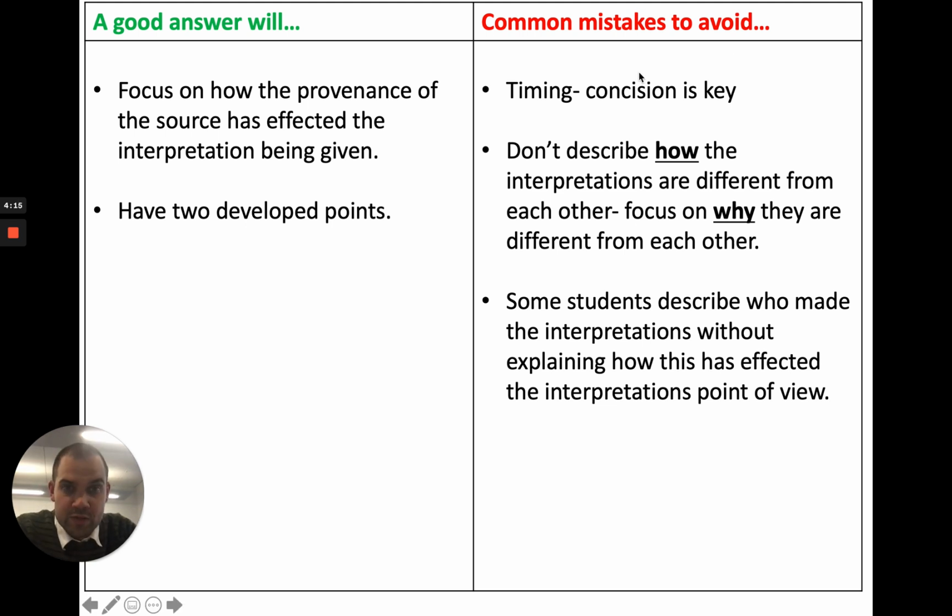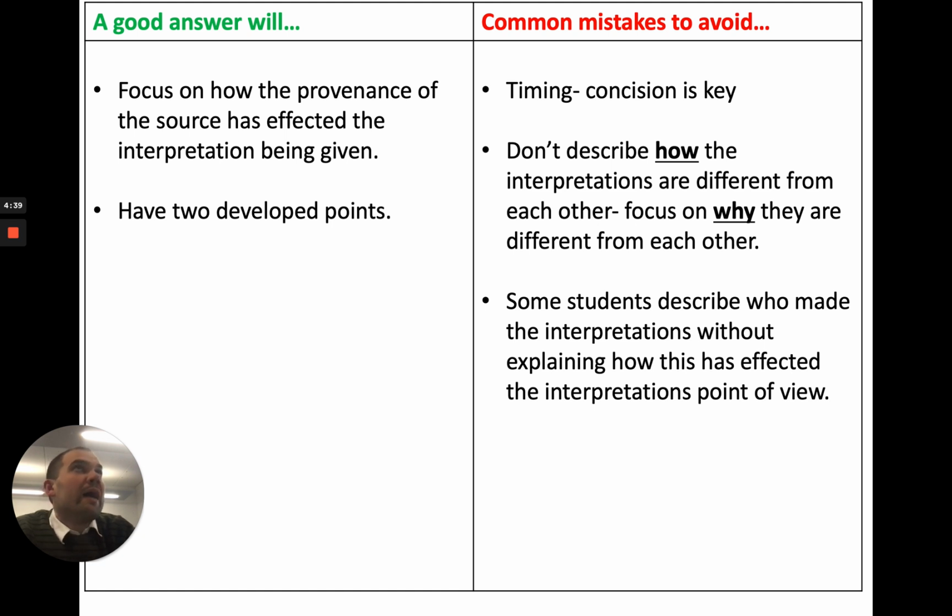Another common mistake to avoid, besides timing and making sure that you don't write about how, but why they're different, is to also make sure that you don't just describe who the author is without explaining how this has affected the interpretation's point of view. Now, what I mean by that is on this question, sometimes students will just repeat a little bit from the description of the author and just take that as an explanation.